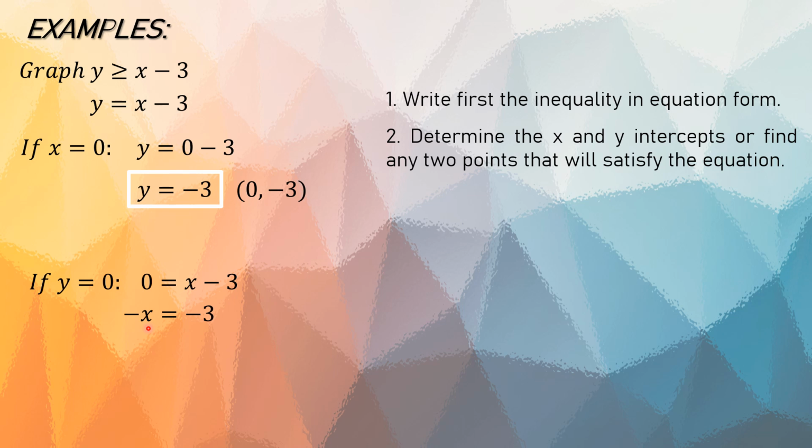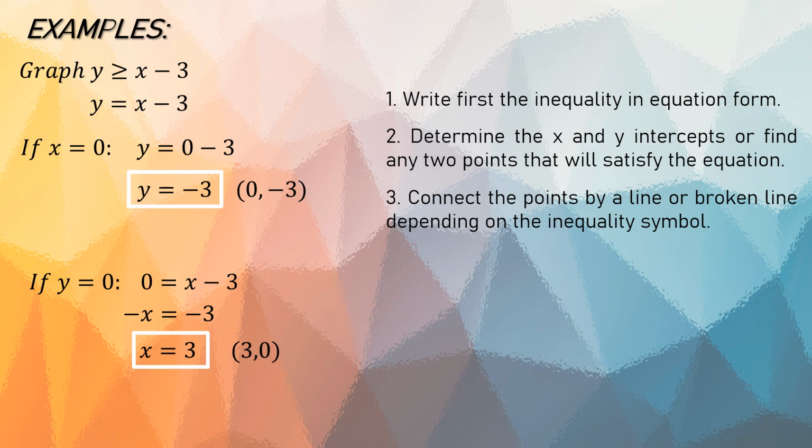Pero ang hinahanap natin ay ang value ng positive x. So, paano natin aalisin ang negative dyan? So, ang gagawin lang natin is to multiply both sides by negative 1 since negative times negative is positive. So, the value of x is positive 3 and the x-coordinate will be 3, 0. Third step, connect the points by a line or broken line depending on the inequality symbol.